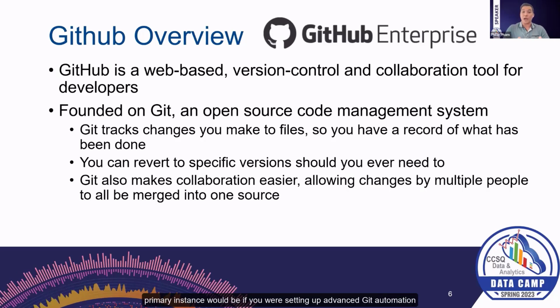The first and primary instance would be if you were setting up advanced Git automation using CI/CD workflows such as GitHub Actions to be able to control deploying your code on a merge event. In that particular case, if you are operating within GitHub, doing pull requests and merging, you can configure a GitHub action to essentially deploy it to a specific account to actually run in production. That will give you the ability to schedule jobs that reference those particular notebooks in your Databricks repo rather than in your account.